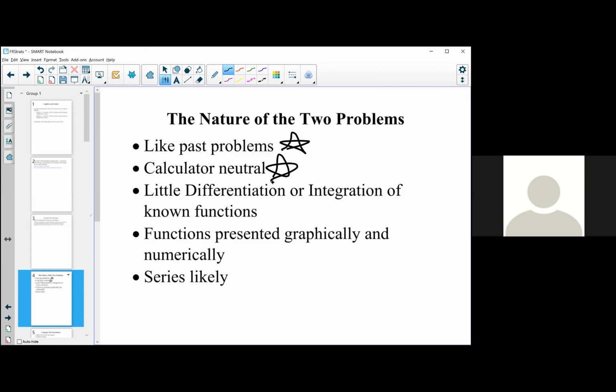It's likely, as a consequence of that, that when functions are presented to you, they're going to be presented in really one of three forms. They're going to be presented graphically or numerically, but you can also define other functions symbolically as general functions in terms of a function that's presented graphically or numerically.